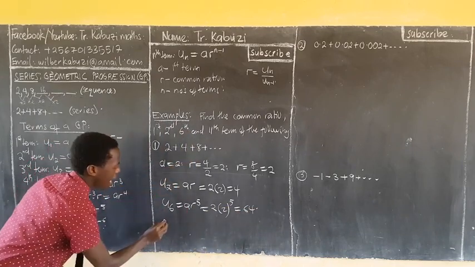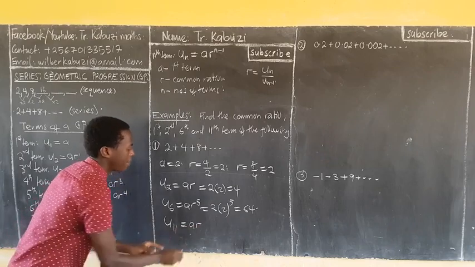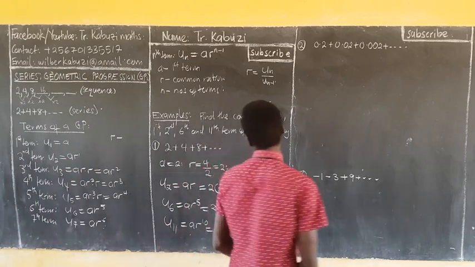Now the 11th term will be A times R, then reduce this by 1, power 10. So I wish you can get that.